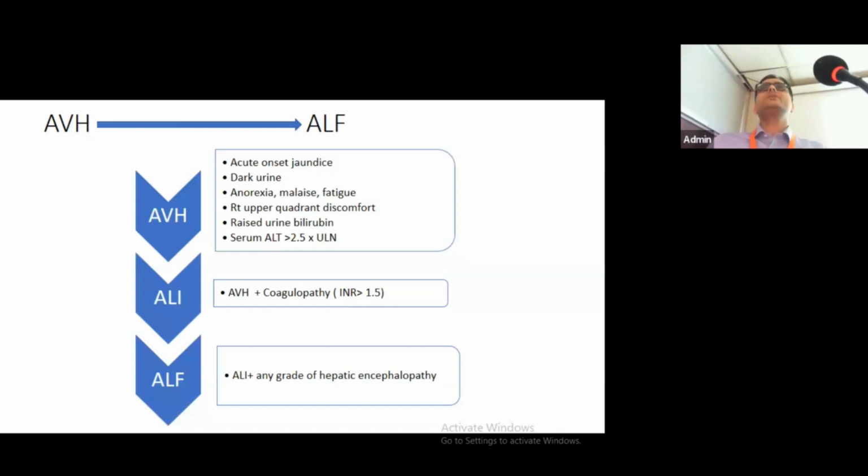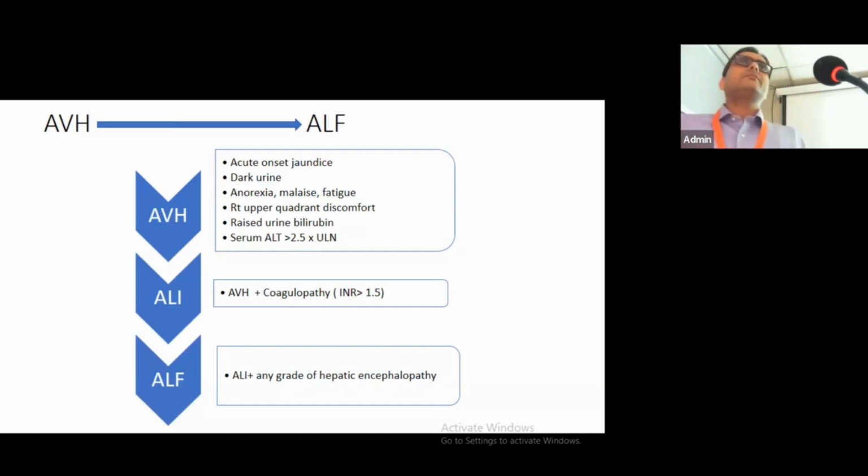The next stage will be the development of coagulopathy. Coagulopathy can be defined as INR more than 1.5, along with the features of acute viral hepatitis. Then the patient will develop acute liver injury. The patient will progress from acute viral hepatitis to acute liver injury if he develops coagulopathy along with acute viral hepatitis. And what will be the next step?